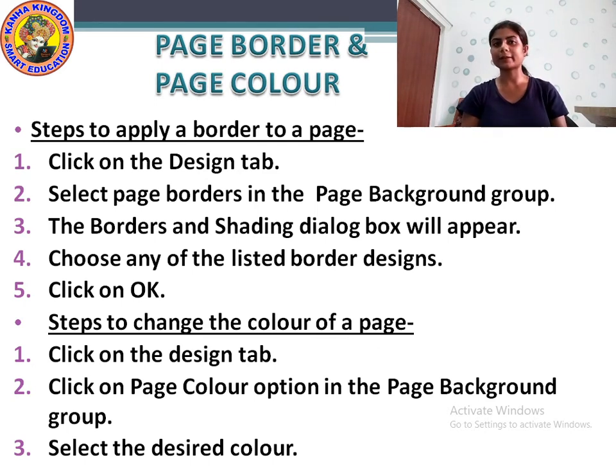And then you click on the OK button. First of all, you will click on the design tab, and after that in the page background group you will select the page border, and after that the border and shading dialog box will appear. From there you can select your desired border design and then you can click on OK. The border will be formatted in your page.